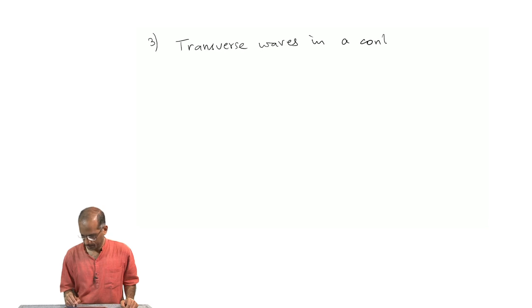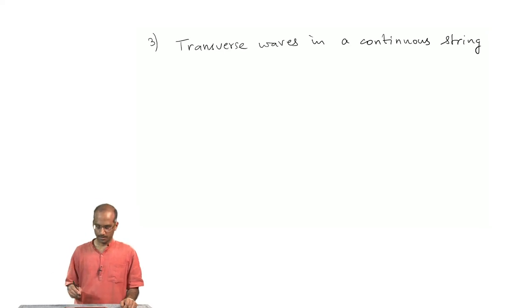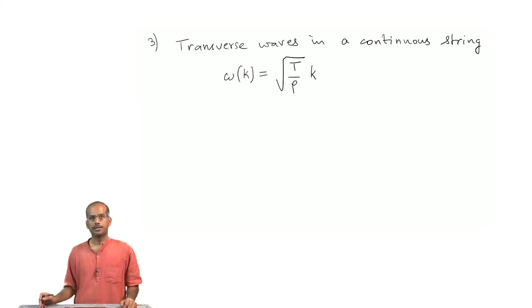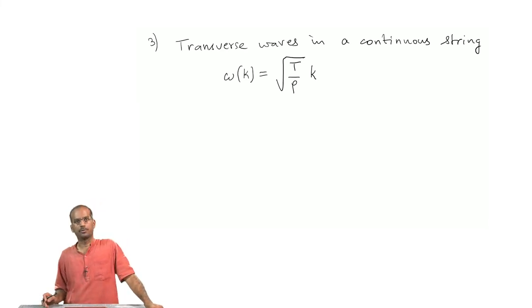So, the third example is something that we have seen in some detail: transverse waves in a continuous string. In this case the dispersion relation, omega of k, is equal to root of T divided by rho times k. T is the tension in the string and rho is the linear density of the string. This is the case that we made.